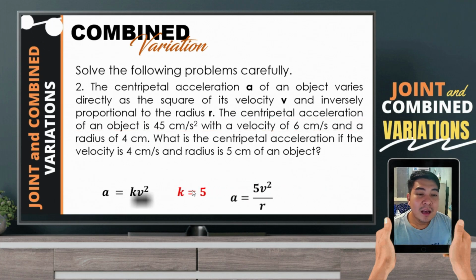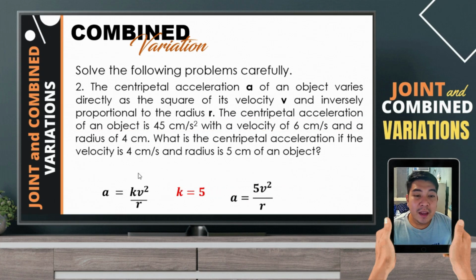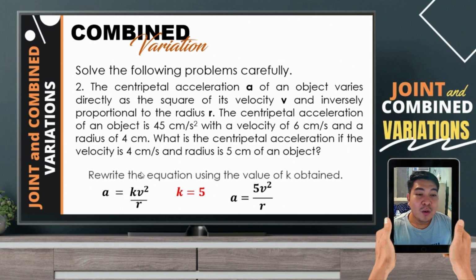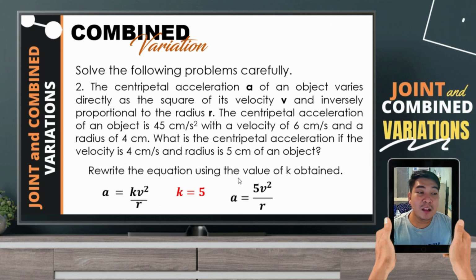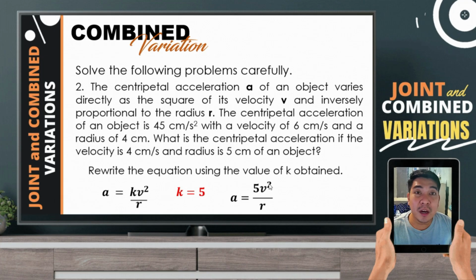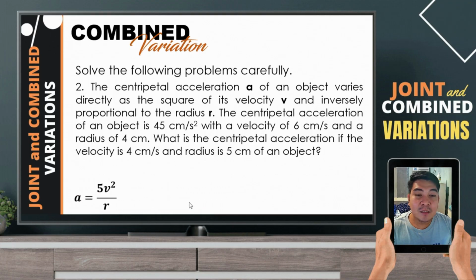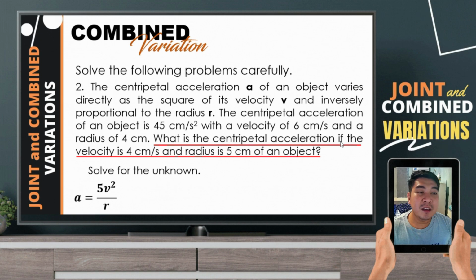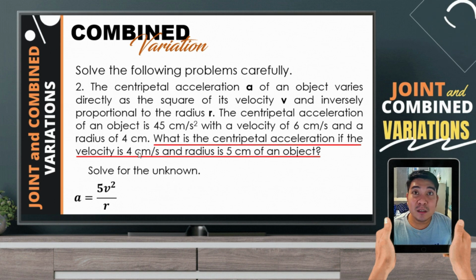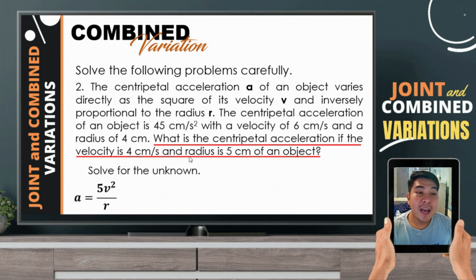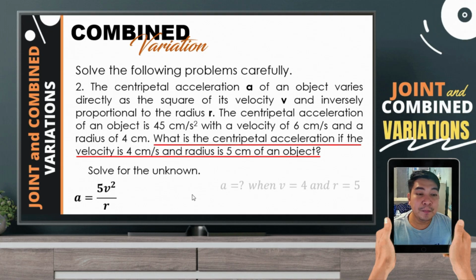So next, out of our given translation and value of k, we need to rewrite the equation using the value of k obtained. So a matter of substitution, so the new equation will be A is equal to 5v squared over r. So this equation now will be used for us to get the unknown. The last process, solve for the unknown. So what is the centripetal acceleration if the velocity is 4 centimeters per second and radius is 5 centimeters?